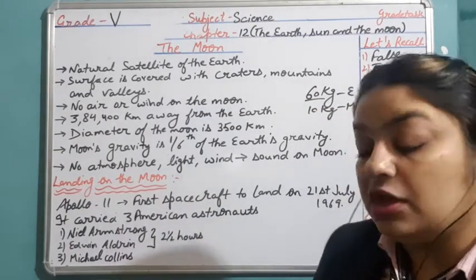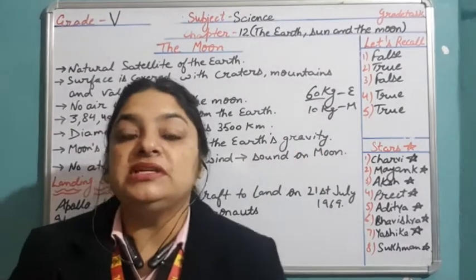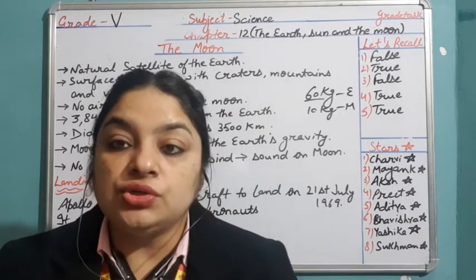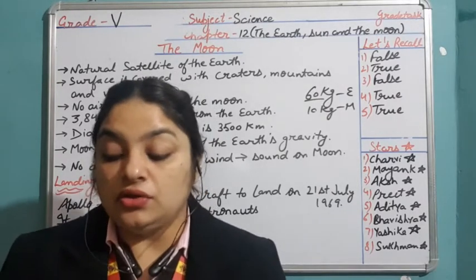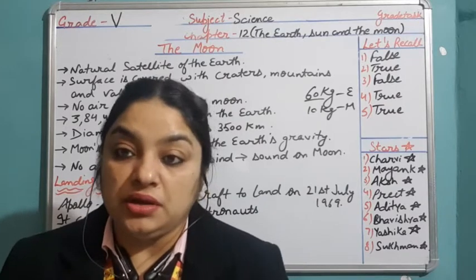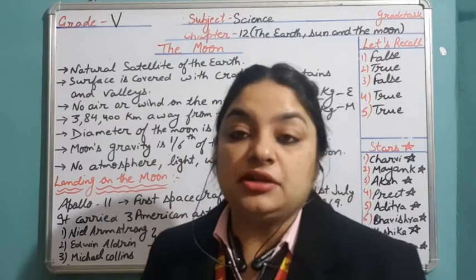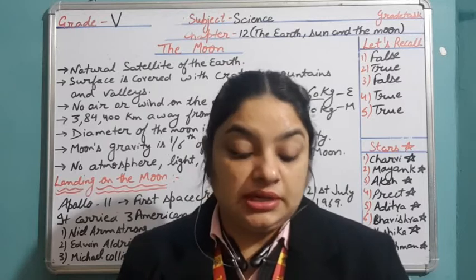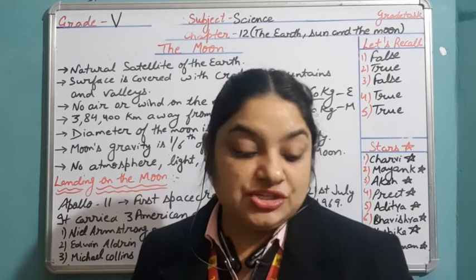And when we talk about India, India also launched an unmanned mission. Unmanned means there was no person in it. They launched it on October 22nd, 2008, and the name of the mission was Chandrayaan 1. It was launched from Satish Dhawan Space Center, Sriharikota, by ISRO, that is the Indian Space Research Organization.